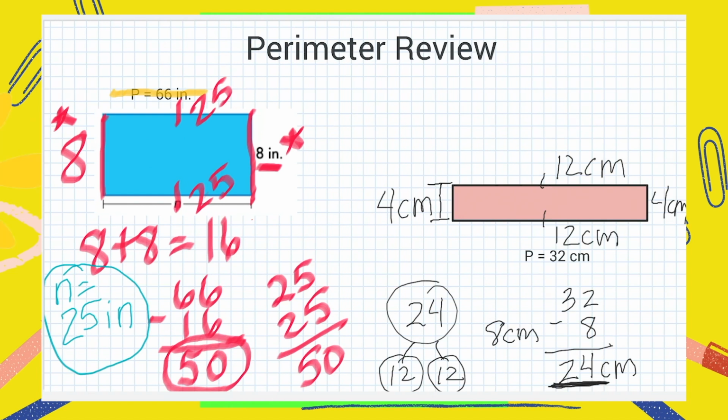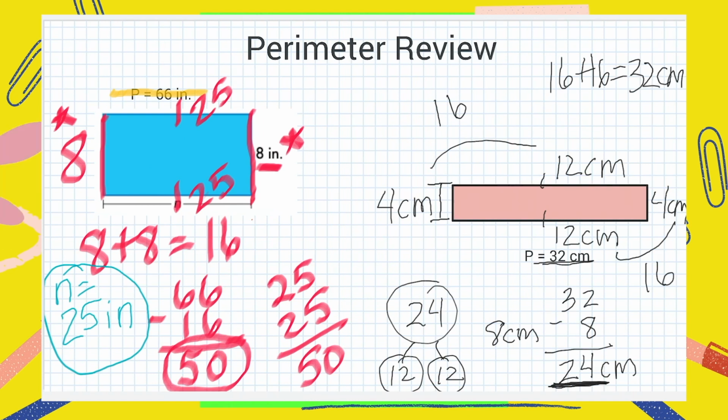Now, mathematicians always take their time to check their answer. So while I'm really confident that we got the right answer, I want to take a second to check. I know that the perimeter is 32 centimeters. That means the sum of all these sides must add up to be 32. Let's add them up. 12 plus 4 is 16. 12 plus 4 is also 16. 16 plus 16 equals 32 centimeters. Great job!